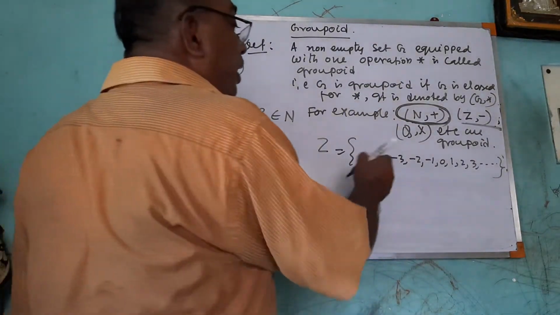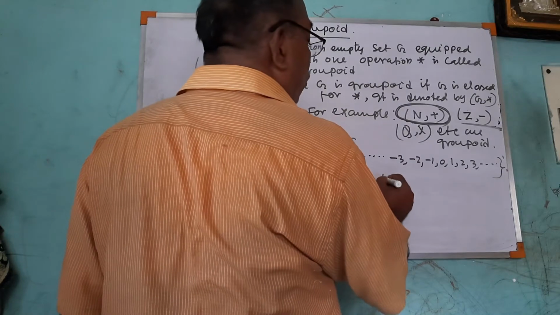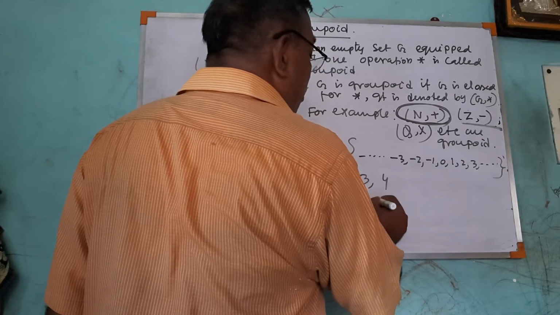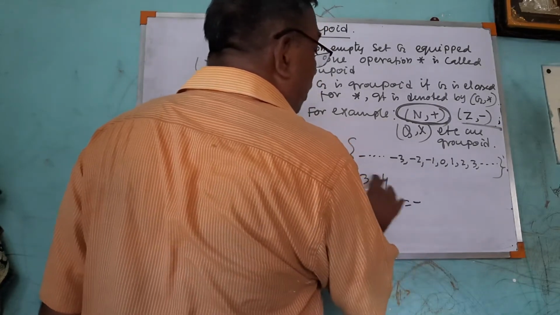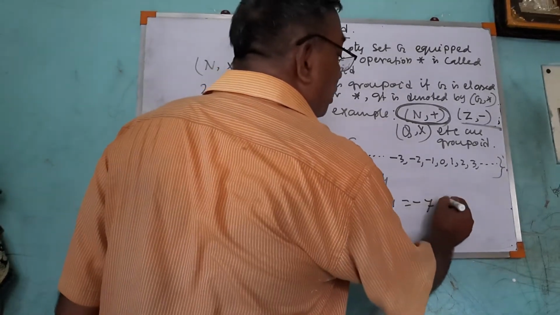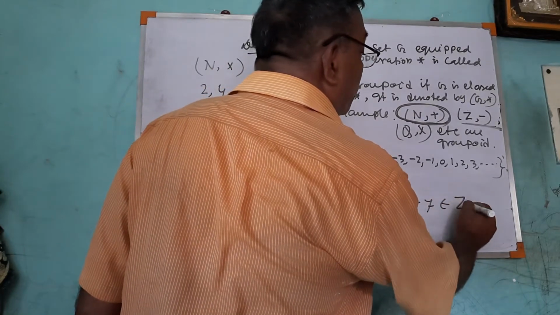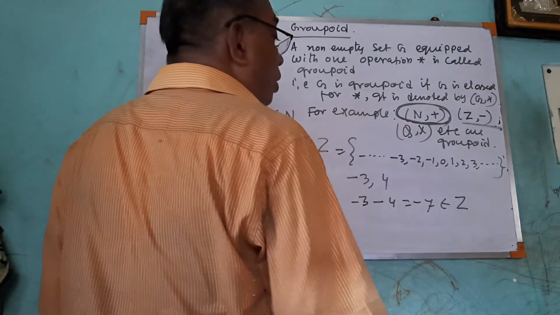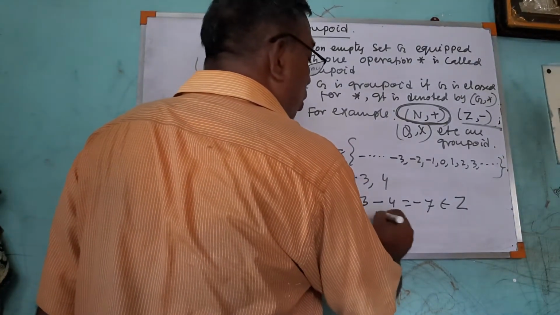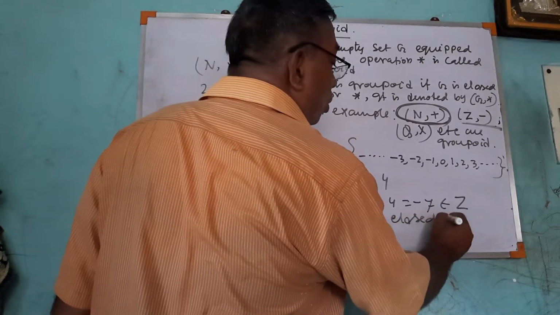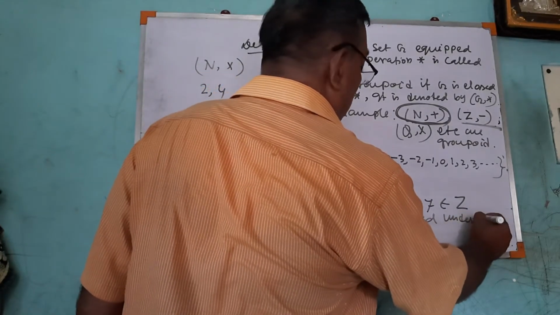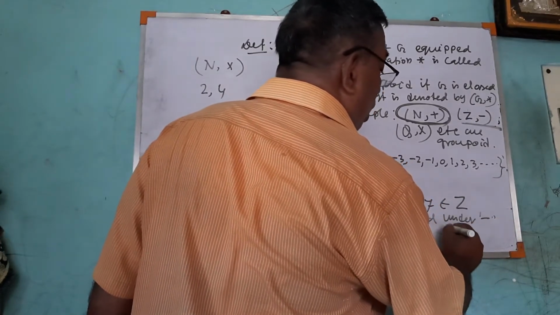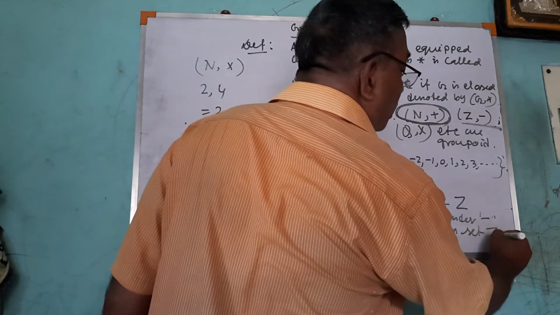I will check. Say two numbers, minus 3 and 4. So for Z minus, that means minus 3 minus 4, this minus this I am taking. So minus 7, yes, this belongs to Z. Therefore G is closed under minus on the set of integers Z.